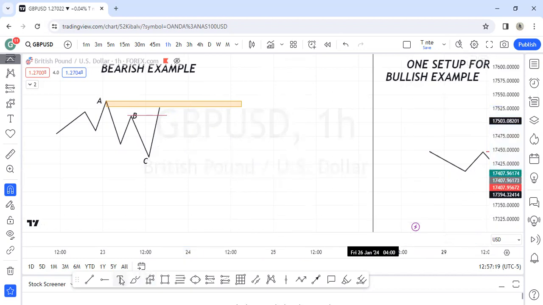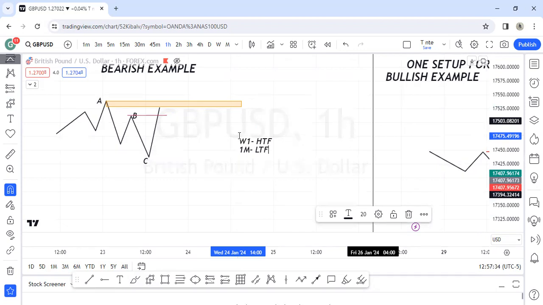And note that it is unwise to be using maybe the weekly for the higher time frame, and then you're using the 1 minute for lower time frame. There's no sense in that. The time frames have to be a bit close. So if you're using weekly, you can go with maybe the daily or the 4 hour. You can go with 4 hour for maybe lower time frame, right?